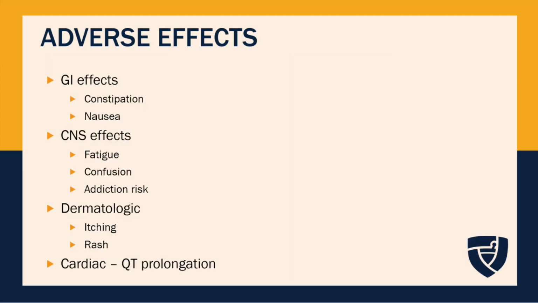Adverse effects of methadone mirror those of other mu-opioid agonists. You have GI adverse effects such as constipation and nausea and vomiting. You have CNS effects such as fatigue, confusion, and risk of addiction. You can have dermatologic effects with histamine release causing itching or rash. And a little bit more unique to methadone, there can be some cardiac effects, which I'll talk about next.